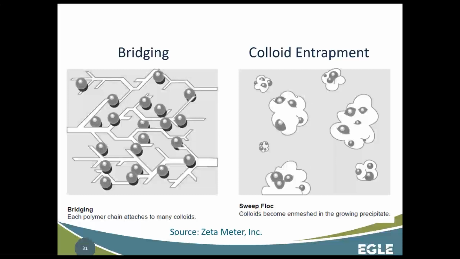Over here, we're looking at our sweep floc. They're all enmeshed, but they're not necessarily as strongly connected as they would be if we had bridging occurring. So basically, the bridging and the charge neutralization are the primary mechanisms for coagulation that we'll be discussing.